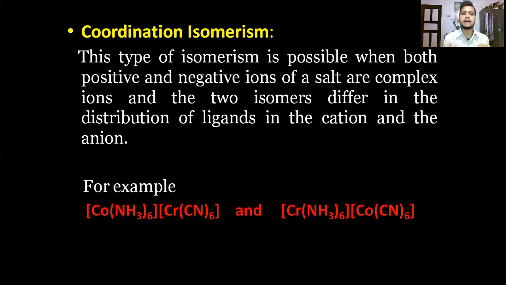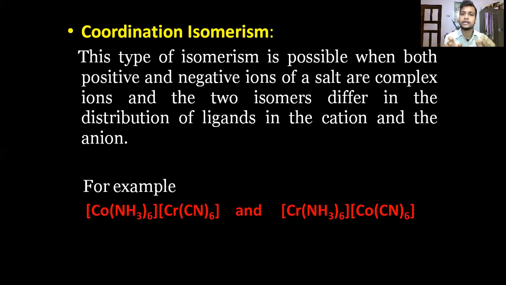So in the first case, cobalt is bonded with NH3, and in the second case, cobalt is bonded with CN. So they are exchanging. The distribution of the ligands in the cation and anion is varying. Okay, but overall composition: 6 NH3, 6 NH3, 1 Cr, 1 Cr, 1 cobalt, 6 cyanide, 6 cyanide. Everything is the same, but they differ in the distribution of the ligands in the cation and anion. The other things are the same. So basically the difference is in the coordinate covalent bond.